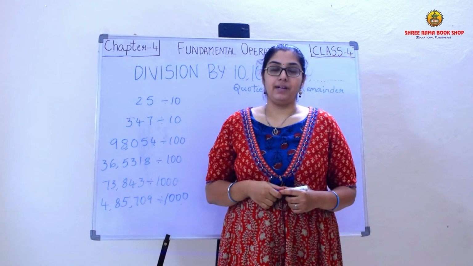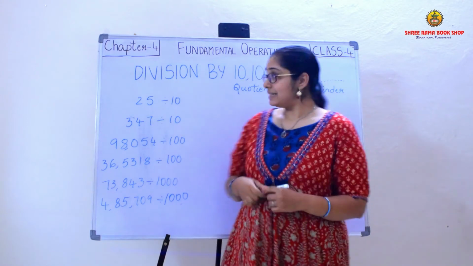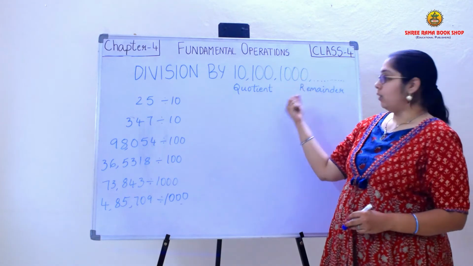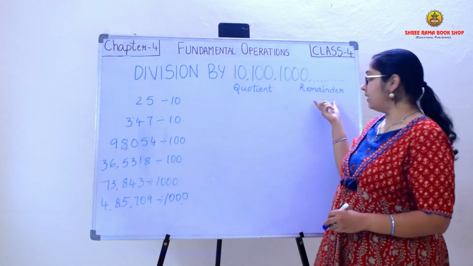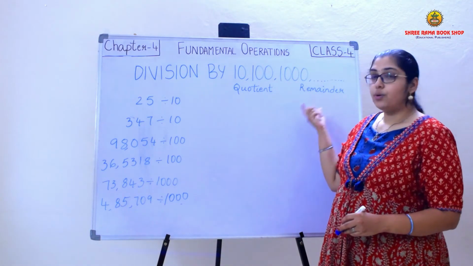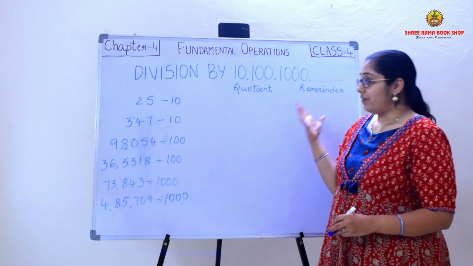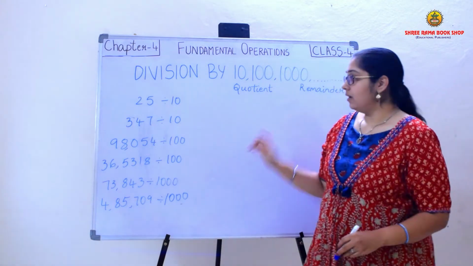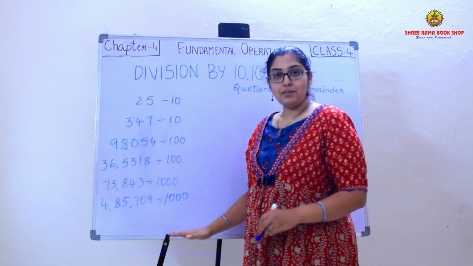Now children, we will be learning one more new concept in division, that is, when you divide a number by 10, 100 and 1000, what will be the quotient and what will be the remainder? Without doing actual long division, we can directly find out the quotient and the remainder. Now I have so many examples on the board.